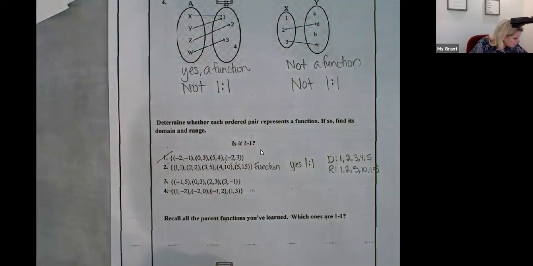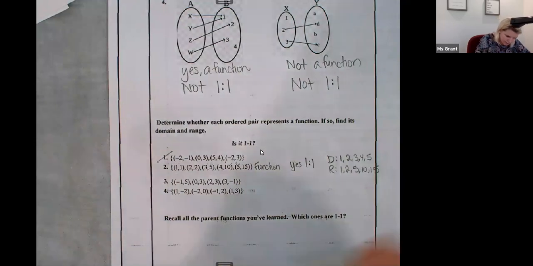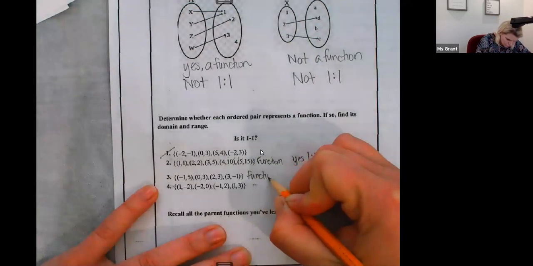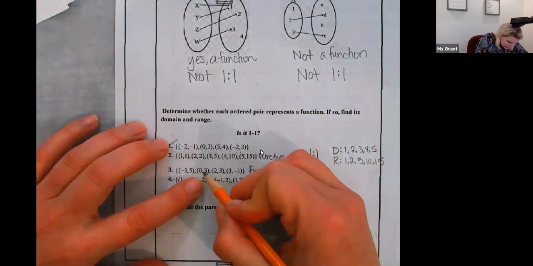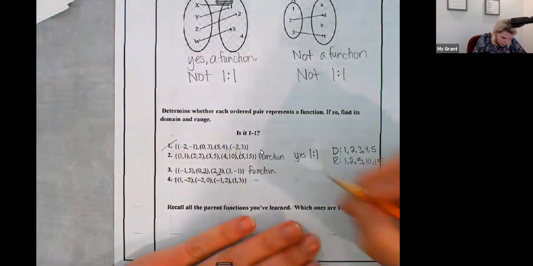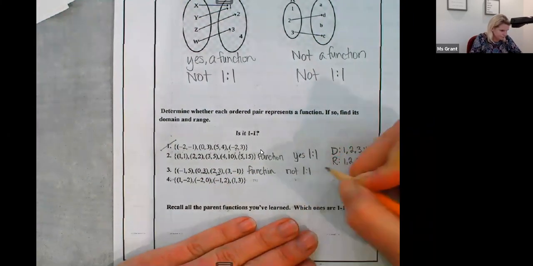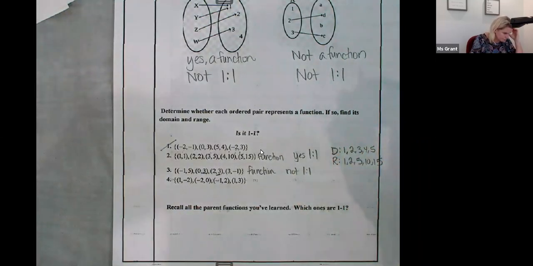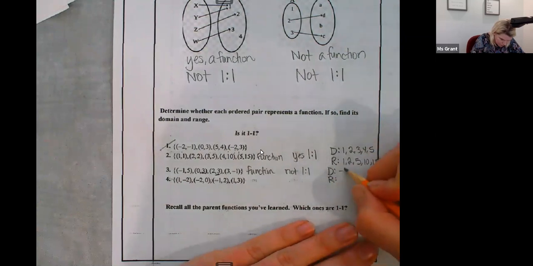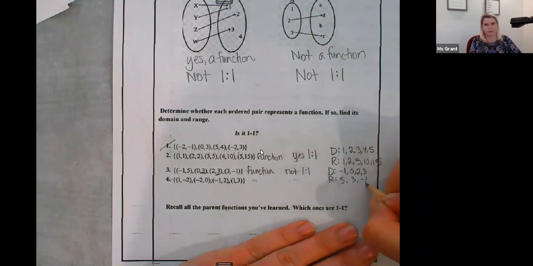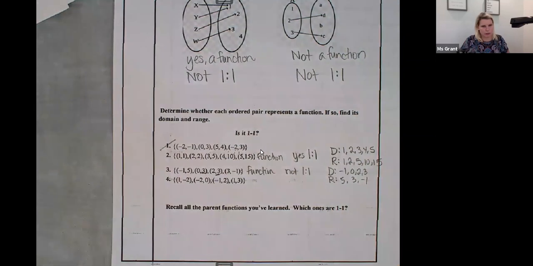Okay. Number 3. Are the x values different? -1, 0, 2, 3. Yes, they are. Is it one-to-one? Are all the y values assigned to a different x? Oh, look at that, guys, 3 repeats. Not one-to-one. Next thing to do is list the domain and range. 5, 3, -1. I did not list 3 twice. I didn't need to. Okay.